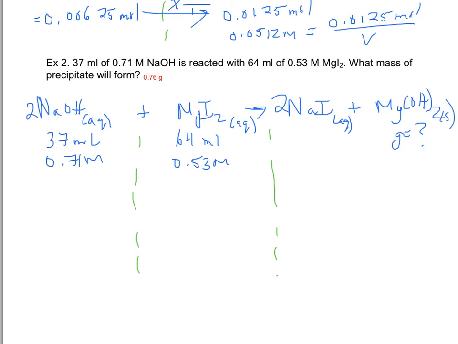So let's start with the magnesium iodide first. Because this is a solution, I'm going to use C equals n over V, and I'm going to rearrange for n. It's going to be the concentration times the volume in liters. While I have that in my calculator, I might as well convert that over into magnesium hydroxide. I have a 1 over 1 mole ratio.